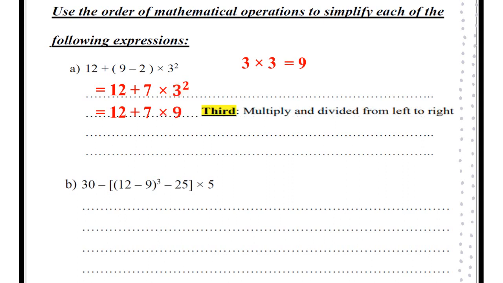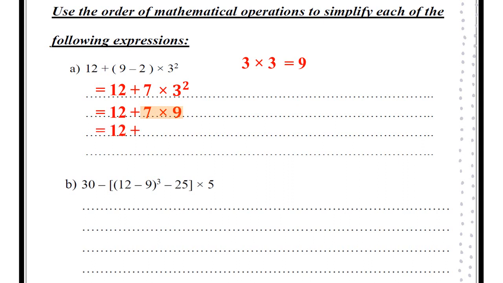Third, I have to multiply and divide from left to right. So here I will multiply 7 times 9, which is equal to 63. So it will be 12 plus 63. Fourth, I have to add and subtract from left to right. Here I will add. So 12 plus 63 is equal to 75.